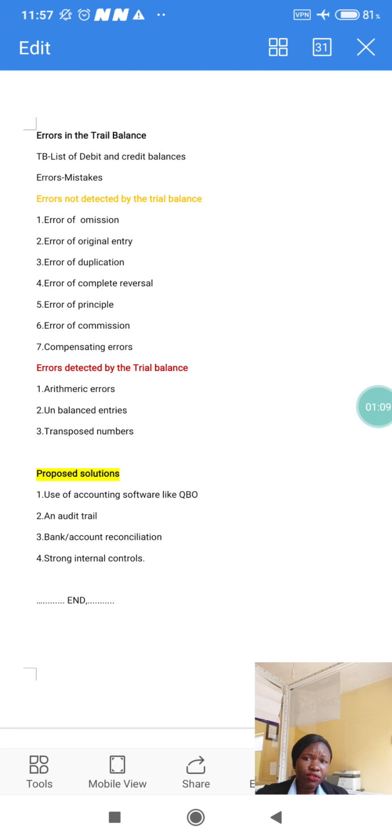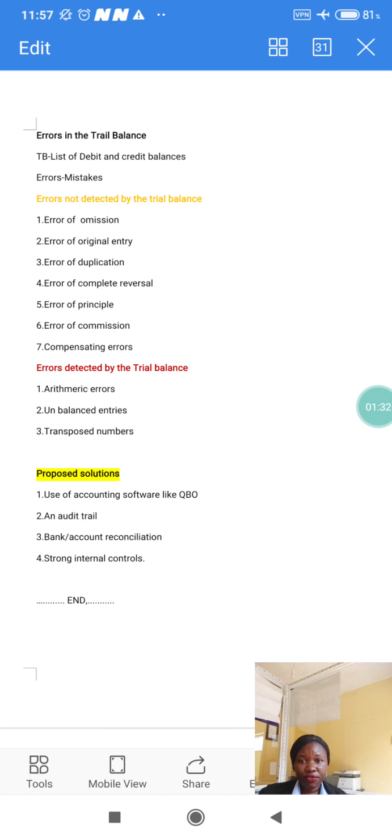Another error I would think of is error of duplication. This is common with the online software. Actually, not even online only, but software, because you record something and you save. And if you double save, this information you also duplicate in the system. So, if this error is carried on consistently, still the trial balance will not reflect this error.